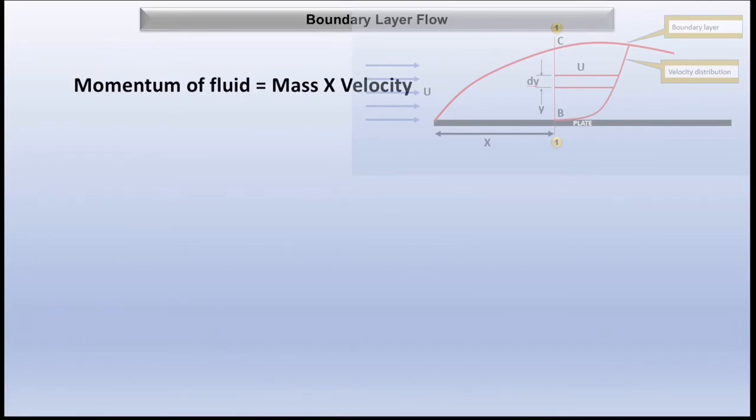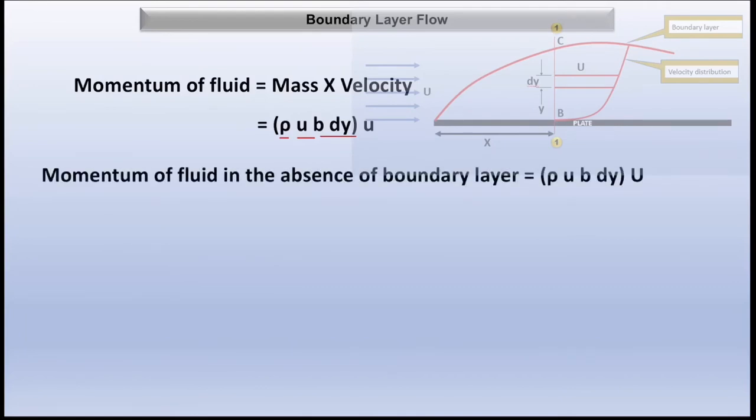From the momentum equation, the momentum of the fluid is equal to mass into velocity. The mass is nothing but rho into u into b into dy, where b into dy is the area, u is the velocity, and rho into u is the mass flow per unit area. Now we need to calculate the momentum of the fluid in the absence of the boundary layer, which is rho into b into U into dy. If there is no boundary layer, the velocity is equal to the free stream velocity, that is big U.